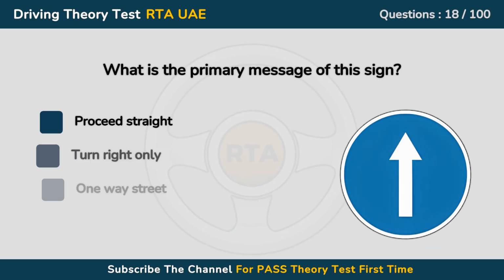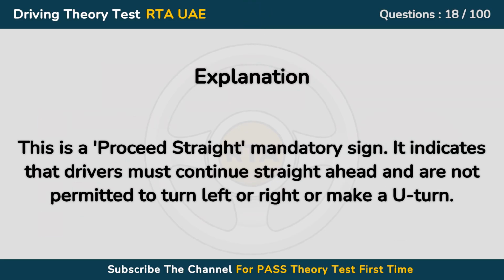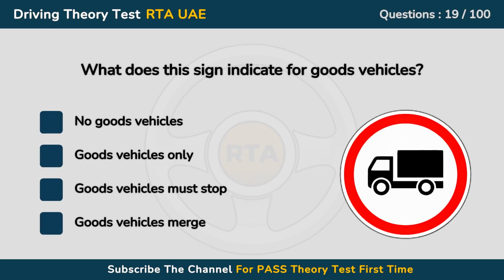Question 18. What is the primary message of the sign? A. Proceed straight. B. Turn right only. C. One-way street. D. No U-turn. Answer is A. Proceed straight. This is a proceed straight mandatory sign. It indicates that drivers must continue straight ahead and are not permitted to turn left or right or make a U-turn.